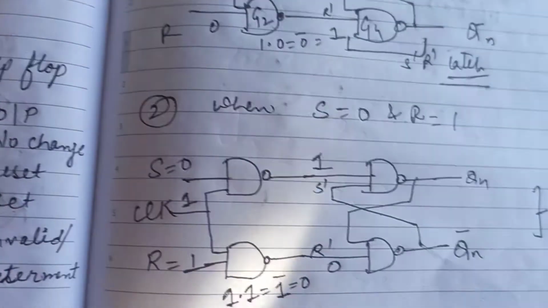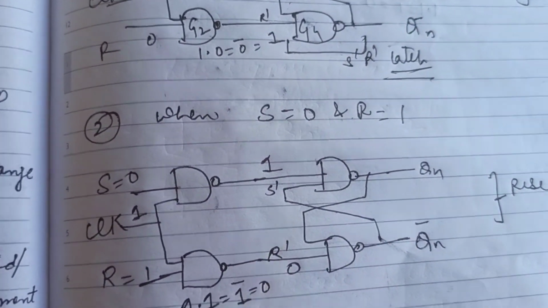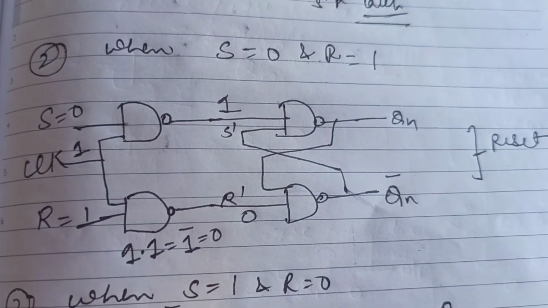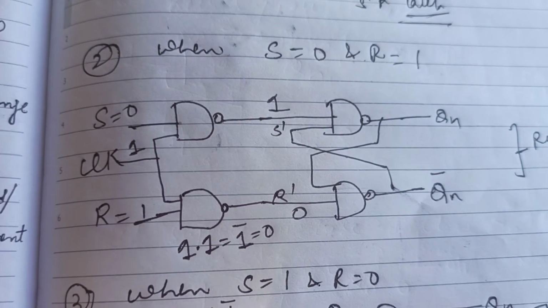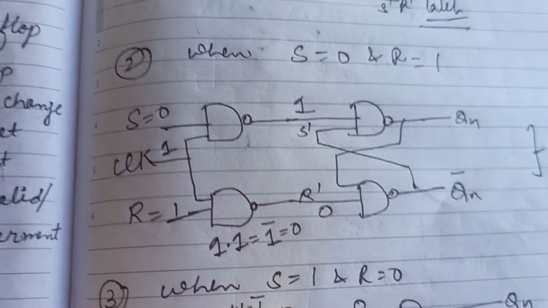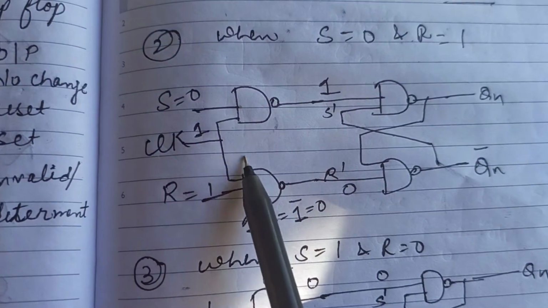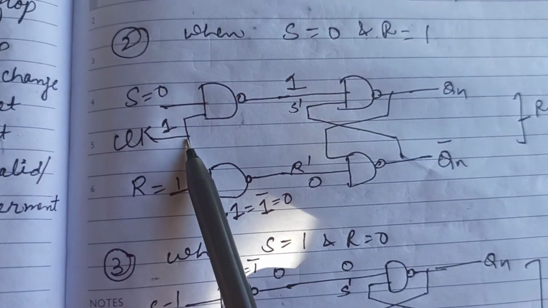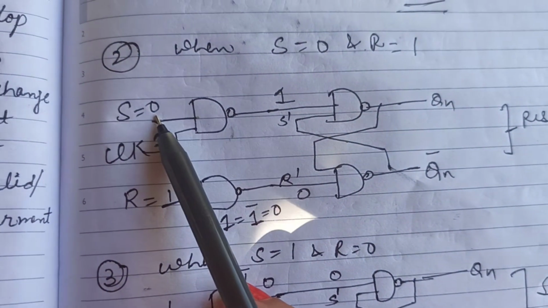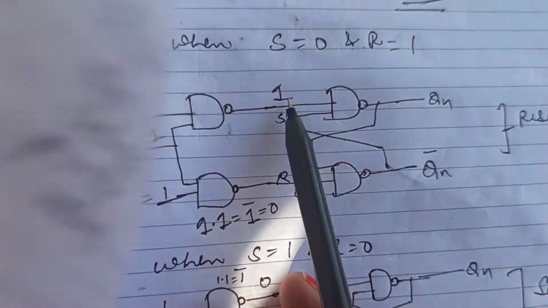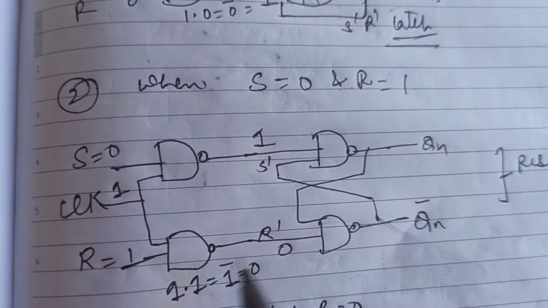So let's check another second condition when S equals 0 and R equals 1. Here you can see that when S equals 0, one input of a NAND gate is 0, then the output always becomes 1. Here S equals 0, then output is always 1, and clock is also 1. You can solve it by using this clock also, but we already know that if only one input of NAND gate is 0, then output always becomes 1. And the second input R equals 1.